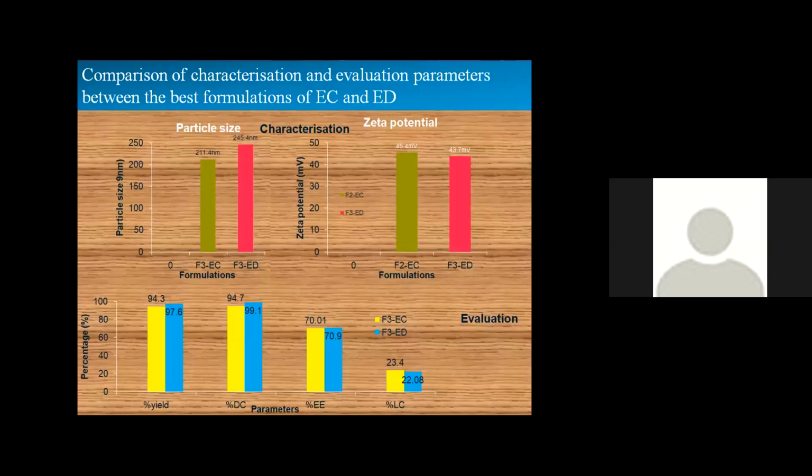Now we would like to compare the EC and Eudragit polymers, the best formulations of EC and Eudragit, with respect to all evaluation and characterization parameters. When we compare, the F3 EC was showing the minimum particle diameter, and the zeta potential value is also slightly higher in the EC formulation. Comparing percentage yield, drug content, entrapment and loading capacity, the percentage yield is highest for Eudragit and the drug content is highest for Eudragit. Entrapment efficiency is also highest for Eudragit, and the loading capacity is slightly higher for EC.